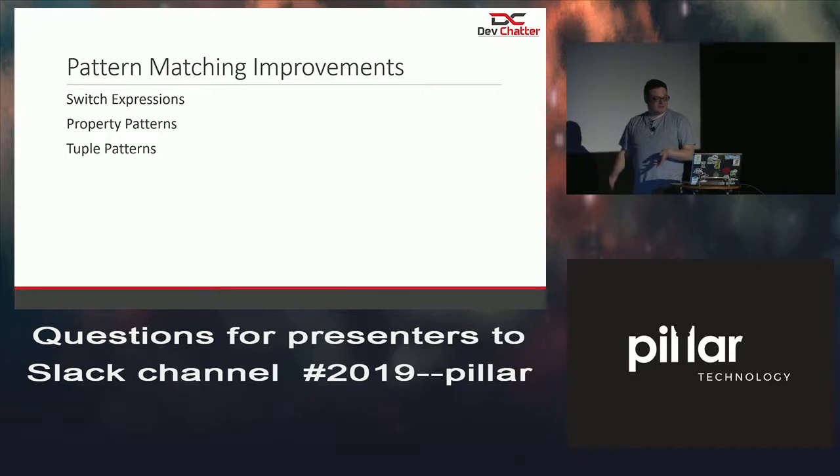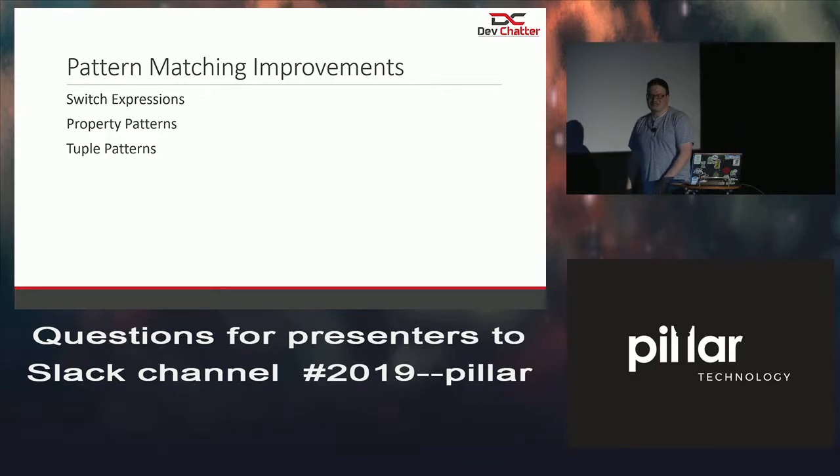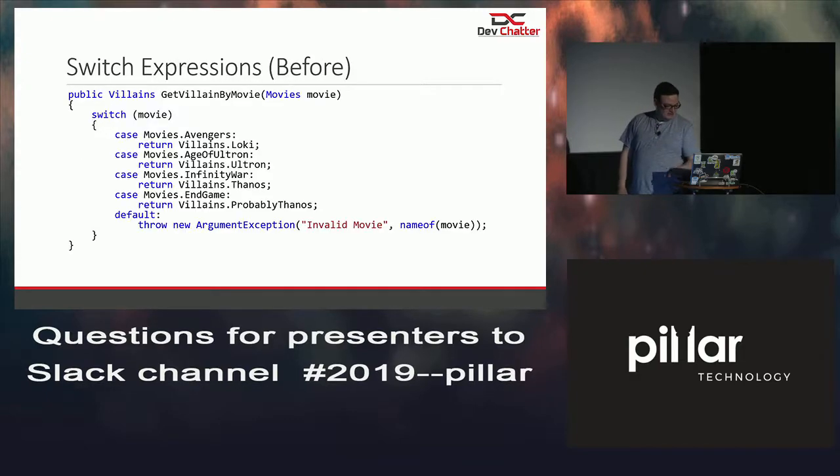So let's talk about pattern matching improvements. So I mentioned that C# 8 was going to add some pattern matching improvements. The first one that we're going to talk about is switch expressions. So we mentioned switch before. This is a normal switch statement. Perfectly normal. Nothing weird about it. We have a bunch of cases. We return back values. Very important stuff.